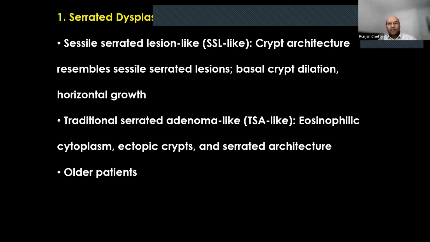So if you're fortunate and you get other bits of the biopsy that have IBD, then you can feel confident in making sessile serrated-like adenoma changes or dysplasia, as well as TSA-like changes, in a patient with ulcerative colitis. So again, the history is really important. These serrated dysplastic lesions tend to occur in older patients with UC.